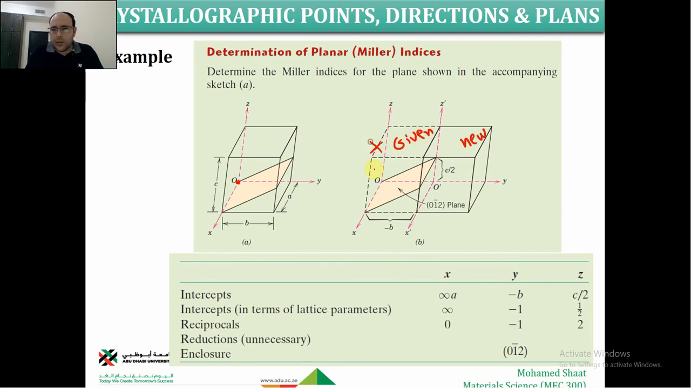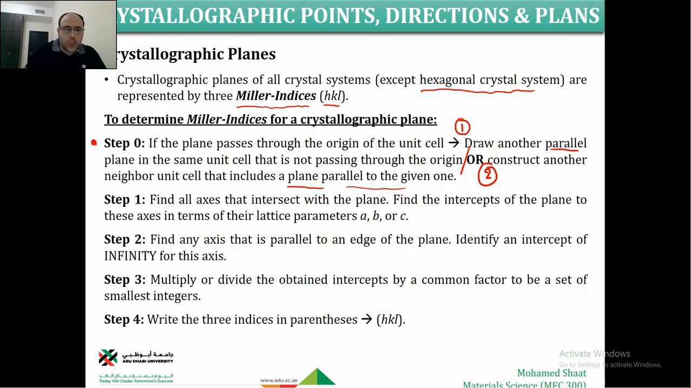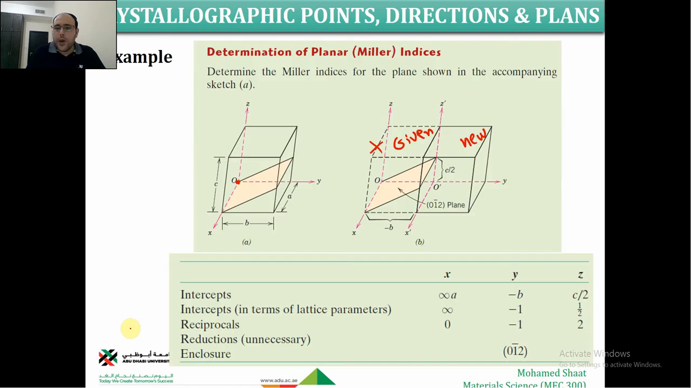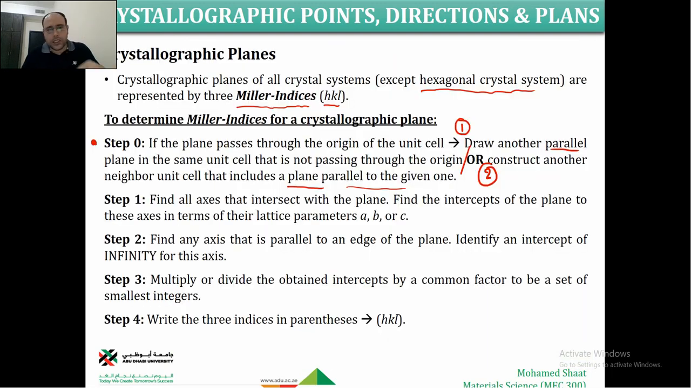We cancelled the original unit cell, but we didn't move the plane. We still have the same plane. We just drew a new unit cell next to it, and then we are going to apply the other 4 steps, step 1, 2, 3, and 4, based on the new unit cell, not the original one. Why not the original one? Because the plane intersects with the origin, so we had to apply step 0.